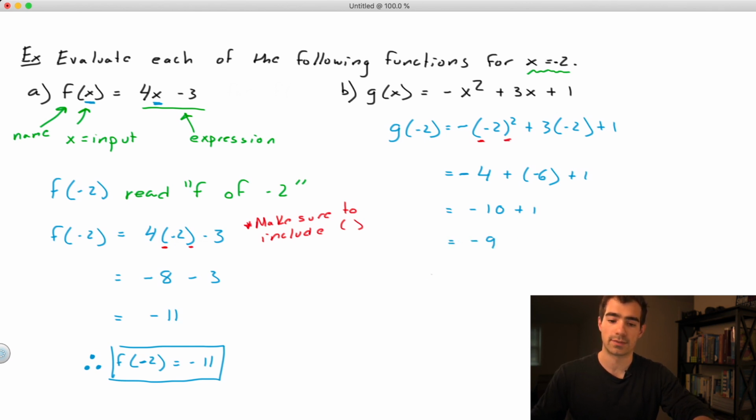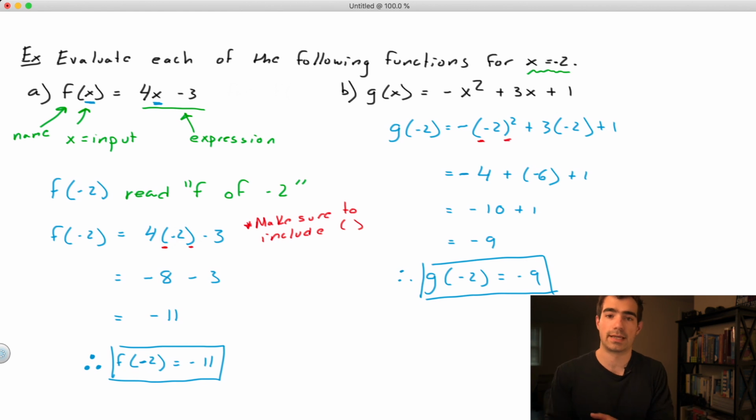And so what we can do is we can say, therefore, g of -2 is equal to -9. And this would be our final answer. So when we input -2 into g, the function g outputs -9.